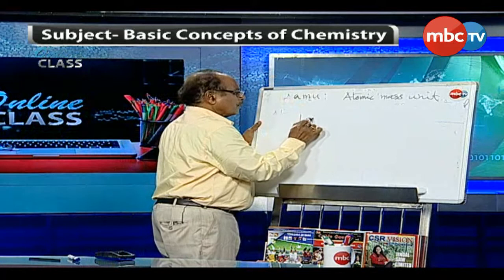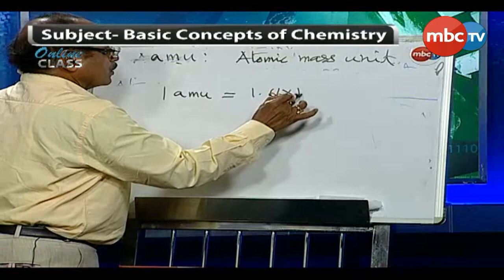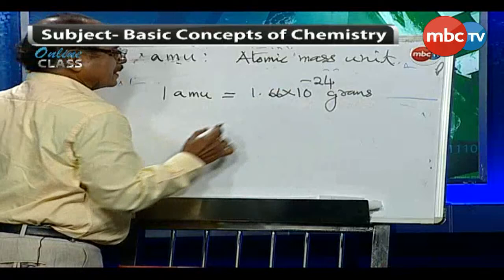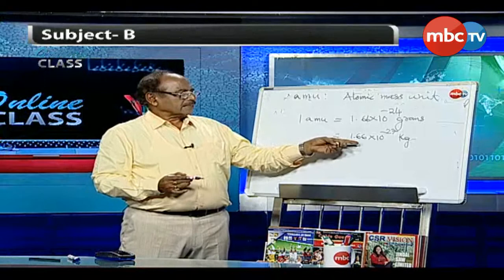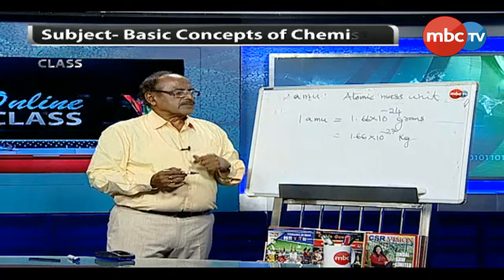1 AMU is equal to 1.66 into 10 to the power minus 24 grams. You can imagine how small it is, or 1.66 into 10 to the power minus 27 kg. If you come to the MKS system, then you take it as 1.66 into 10 to the minus 27 kg, and if you go to the CGS system, it is 10 to the minus 24 gram.